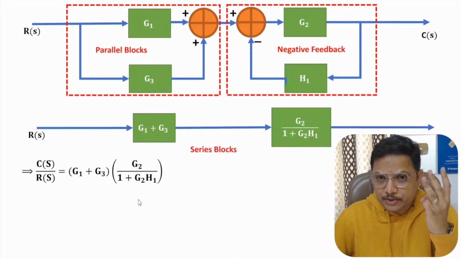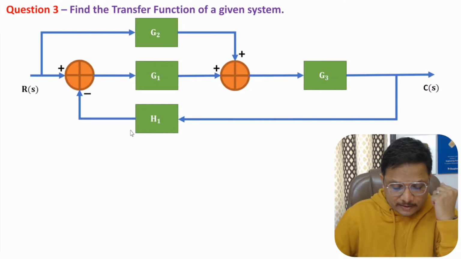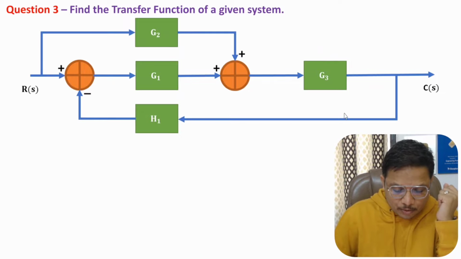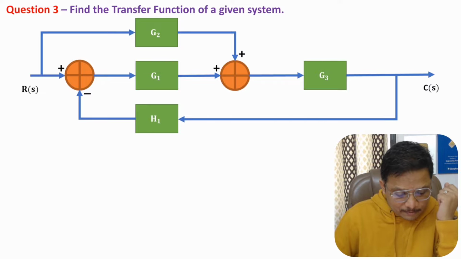Let us have third question. See in third question, again we need to find transfer function only. First of all, we need to find series parallel connection. I don't see any series parallel connection. So what we can do, we can apply rules to make series parallel connection or negative positive feedback.